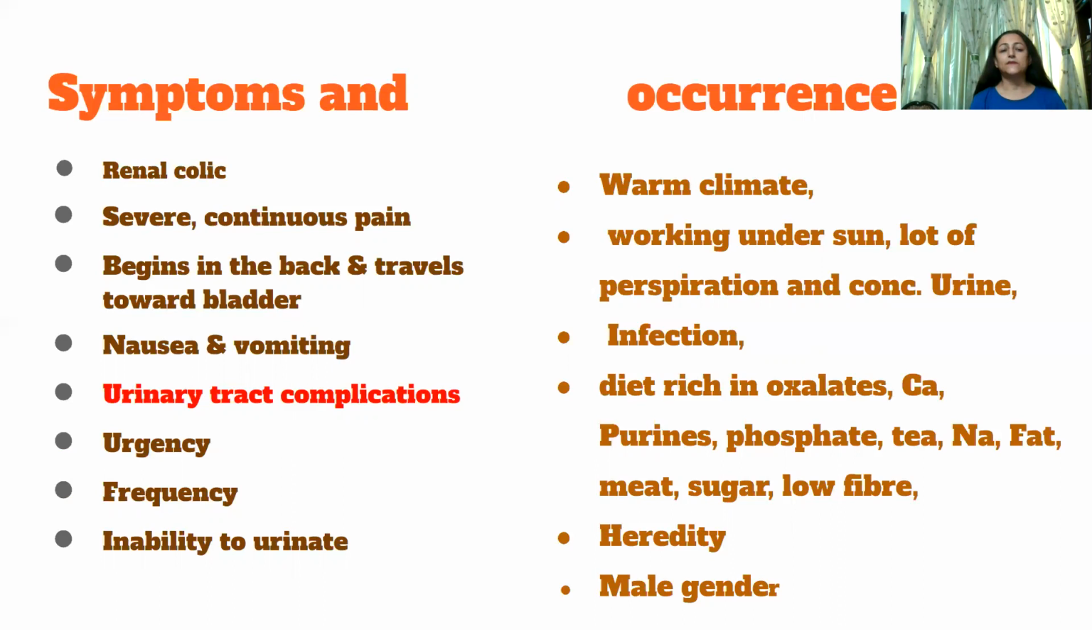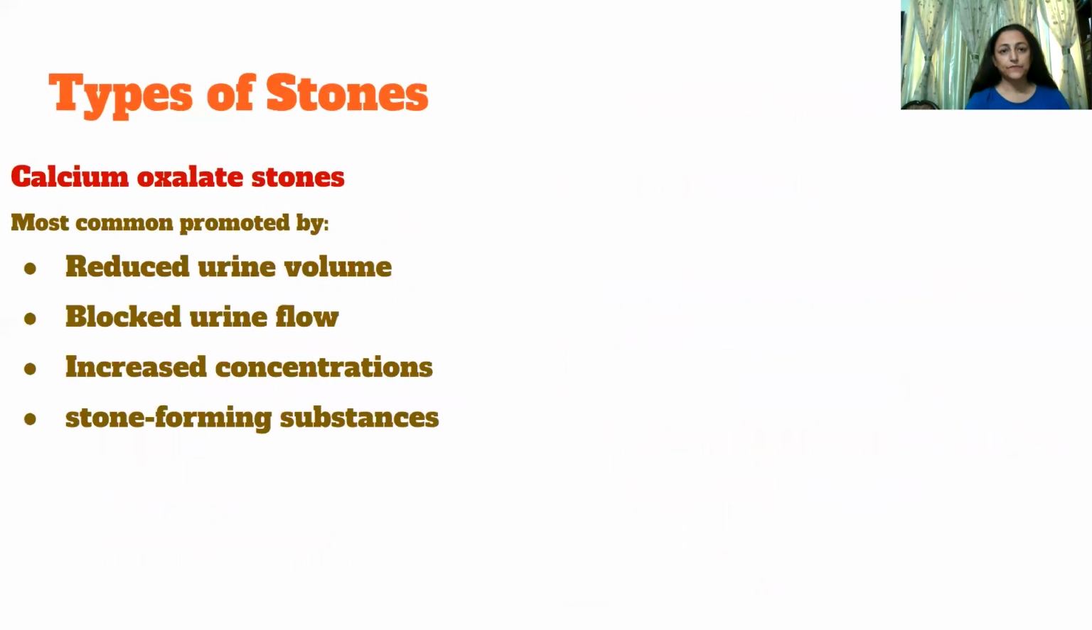Now symptoms: there will be renal colic, pain in the kidney, severe and continuous pain which begins in the back and travels towards the bladder. There will be nausea, there will be vomiting, there will be urinary tract complications, there will be urgency. The patient would like to use the washroom. He will go to the washroom again and again, and there will be inability to urinate.